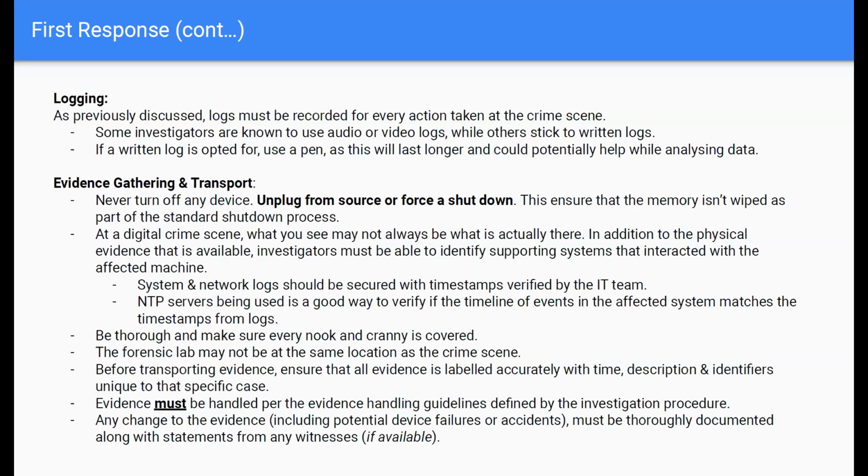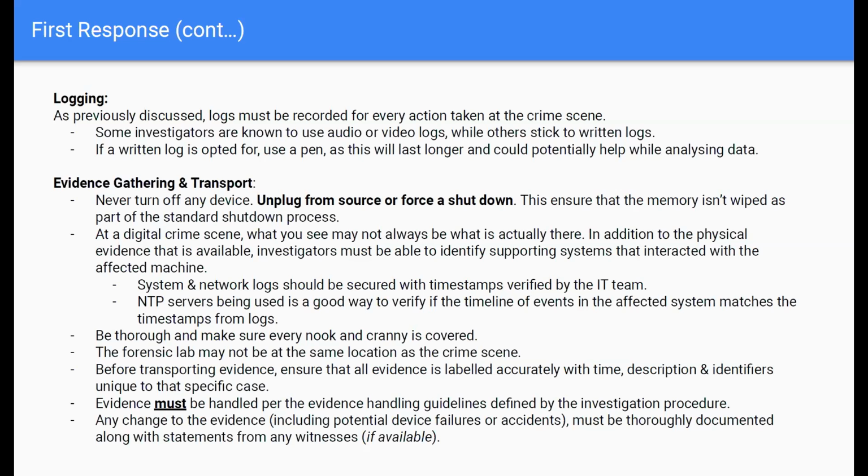Before transporting evidence, ensure that all evidence is labeled accurately with time, description, and identifiers unique to that specific case. Evidence bags are basically your lifesaver. They will save you in most situations, at least when it comes to evidencing. Usually time and description. Description is just a short description of what it is, I don't know, a USB, mobile phone, operating system, keyboard, mouse, what have you, and then an identifier unique to that specific case.